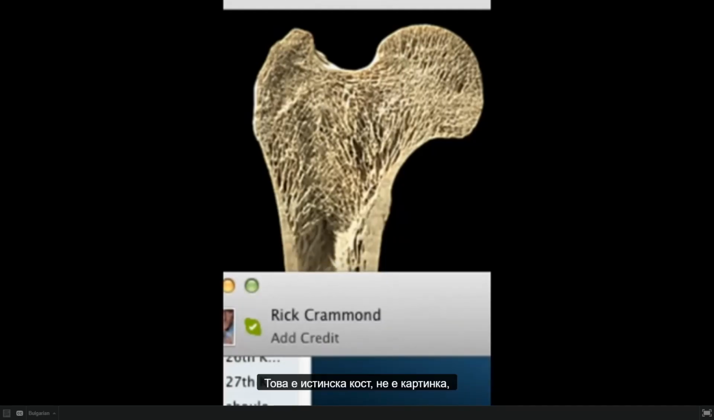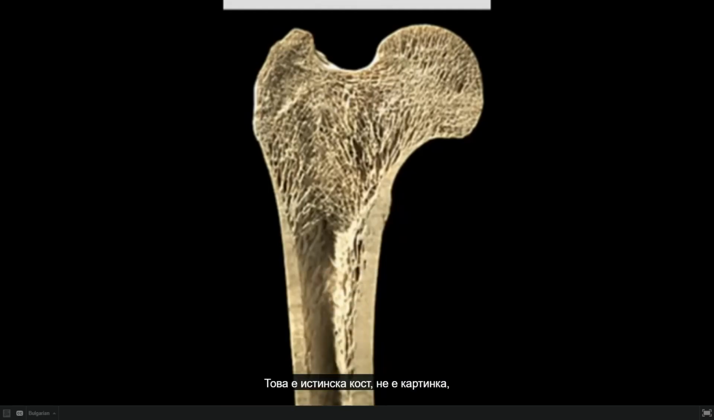Yeah, this is the natural bone. This is not a picture. This is just your normal natural bone. Just cut it, and now you're able to see the same thing: a spongy part, and then the hollow empty place where your bone marrow is placed.